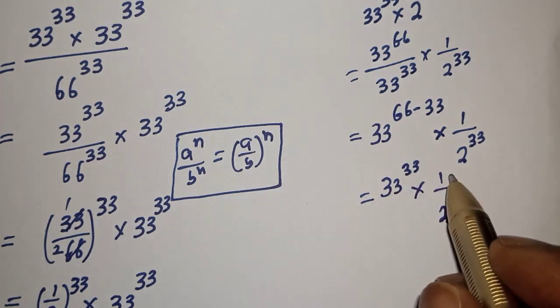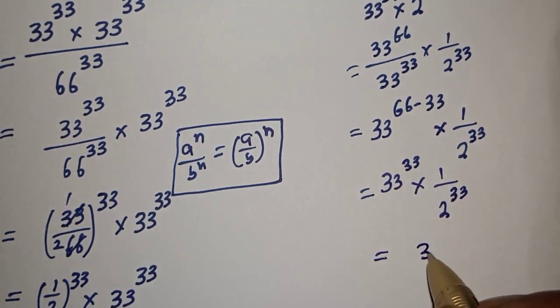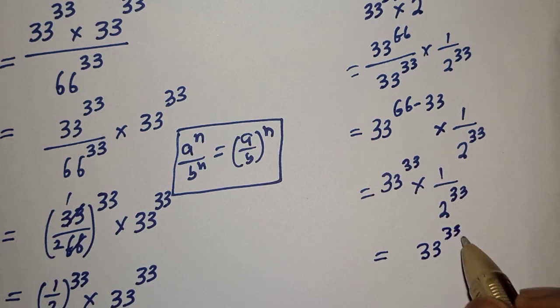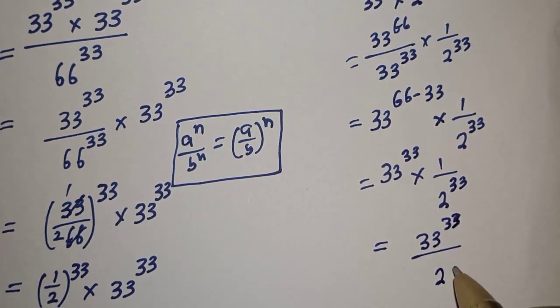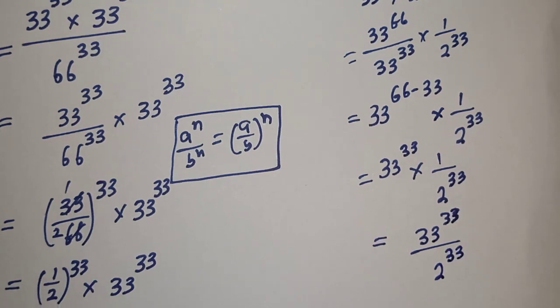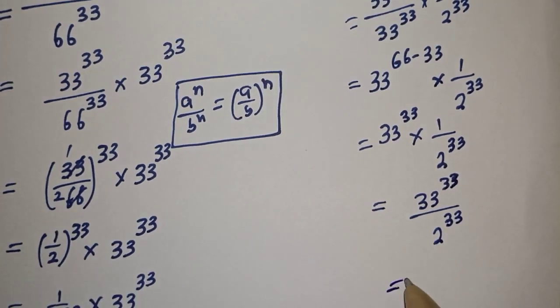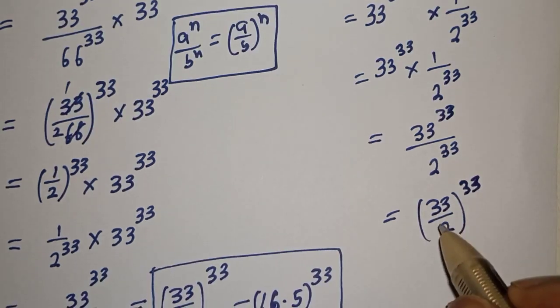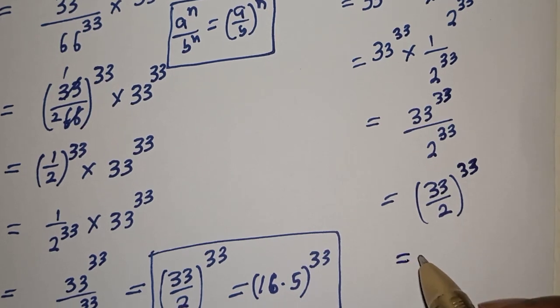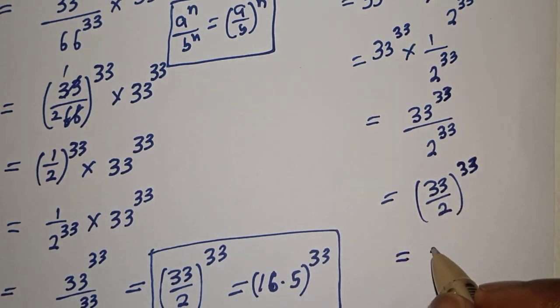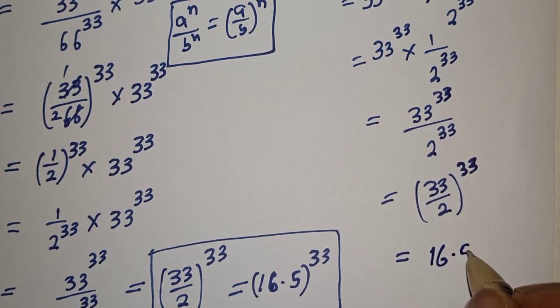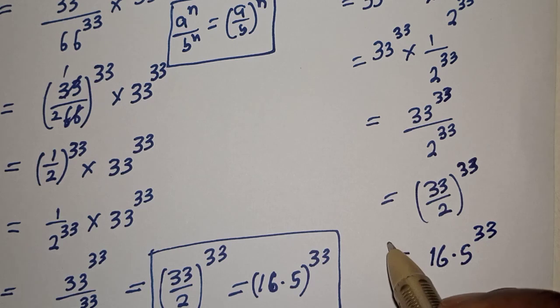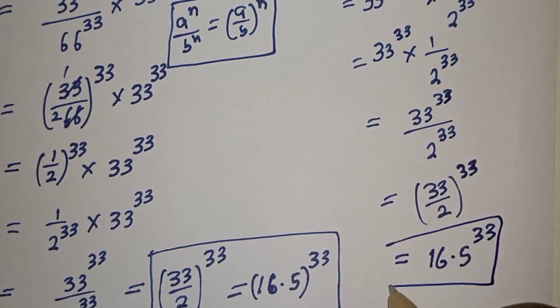Now if you multiply this by 1, we have 33 raised to power 33 over 2 raised to power 33. This is equal to 33 over 2 to the power of 33. Or this is equal to 33 divided by 2, that is 16.5 raised to power 33. This is the final answer.